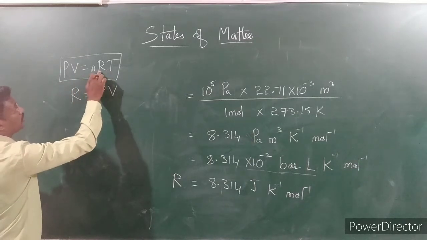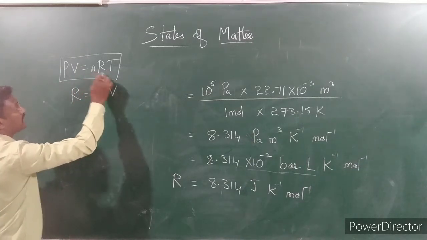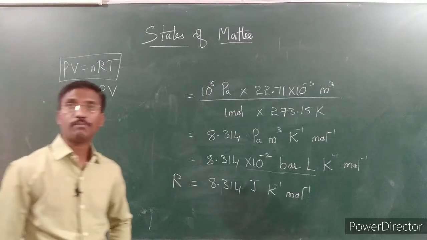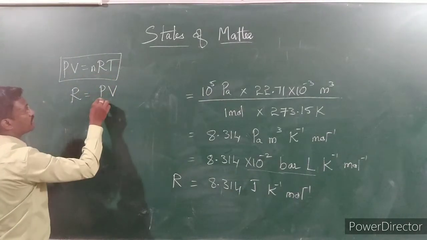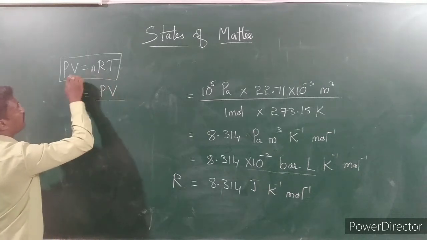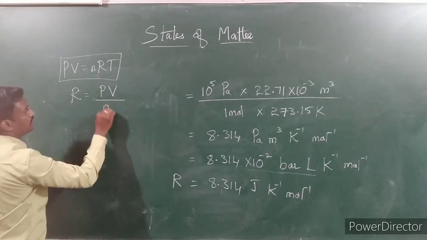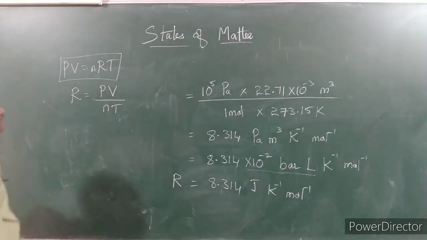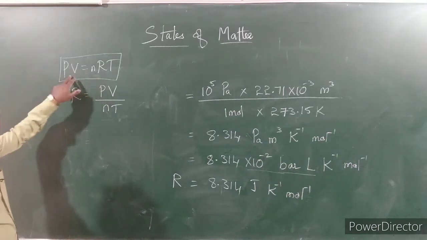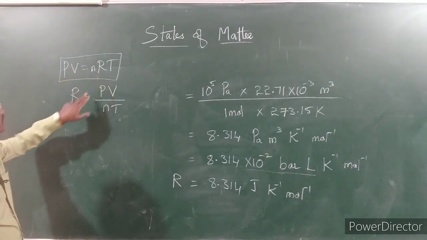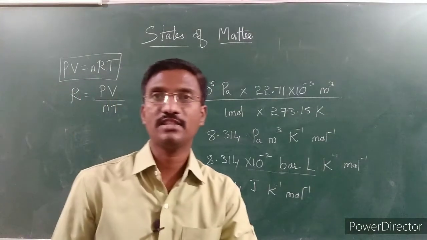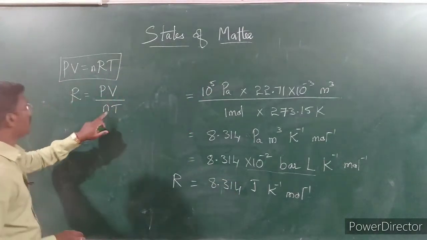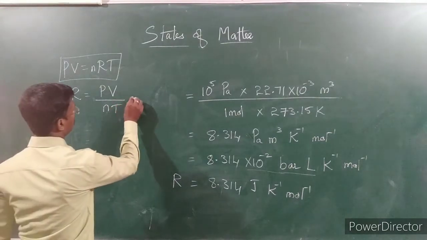To the R, these two terms are having the multiplication. If it comes to the opposite side, that multiplication becomes division. Therefore, PV divided by nT. Are you getting how we have arranged? PV is equal to nRT, the same expression; when we made that for the R value, R is equal to PV divided by nT. The same expression I am sending you.